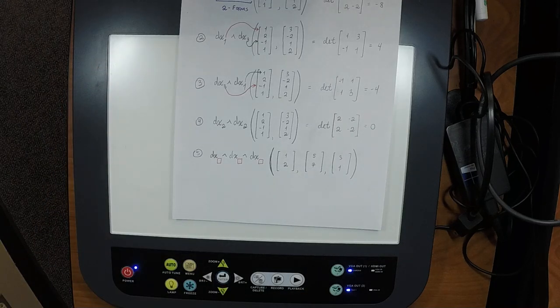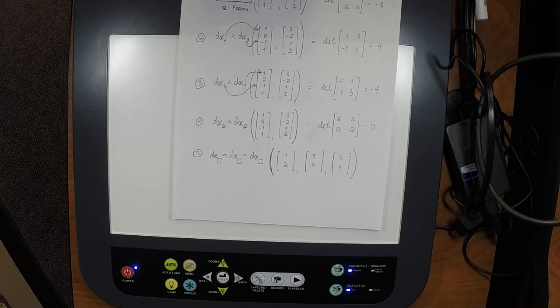Now, I want you to think about it for a moment, but don't blurt it out loud. I claim that you can tell me the answer, what it must be, right now, with no computation. 0 is a good guess, right? It's got to be 0, right? But why must it be 0?